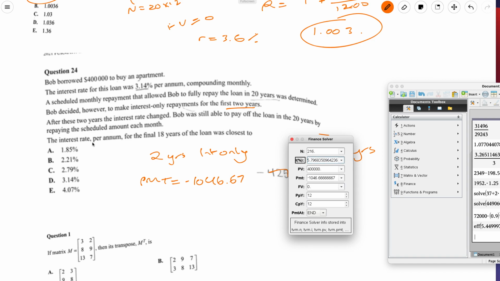Interest-only payments for the first 2 years. After these 2 years, the interest rate changed. Bob was still able to pay off the loan in the 20 years by repaying the scheduled amount each month. The interest rate per annum for the final 18 years. What? Did I muck something up? Let me try that again. I'll do the interest only. Live recordings, huh? 2 times 12, monthly, first 2 years, yep.